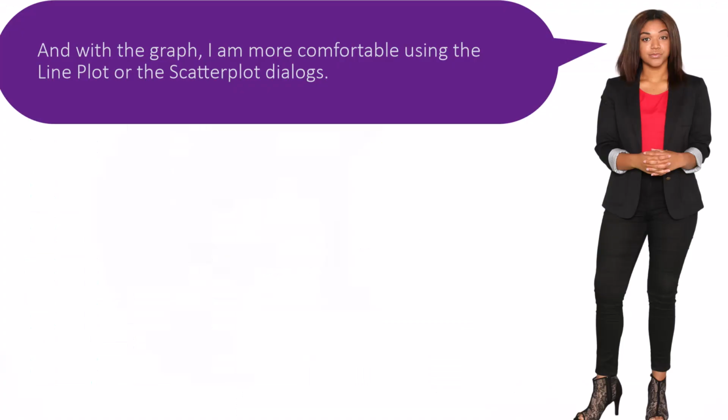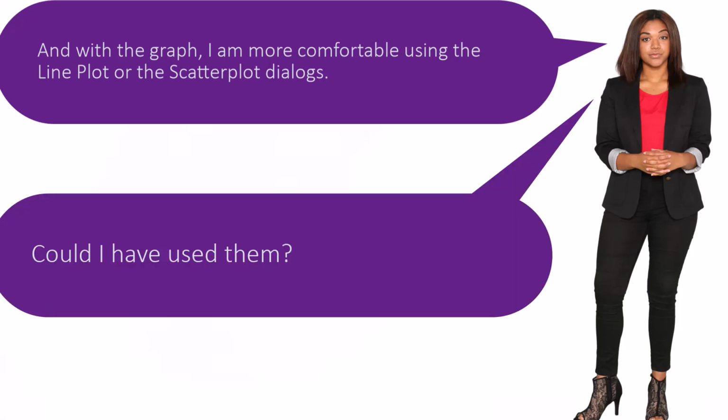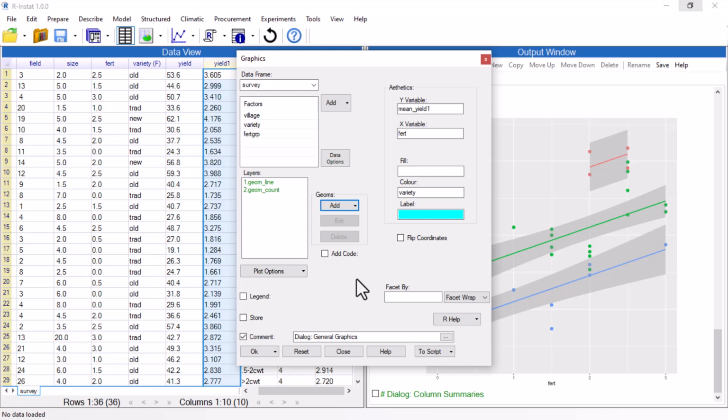And with the graph, I am more comfortable using the line plot or the scatter plot dialogues. Could I have used them? Yes, but those main dialogues don't currently allow this combination of line and count. So you would have to add the second layer to the graph via a sub dialog. This is an unusual example where the general dialog is simpler to use.